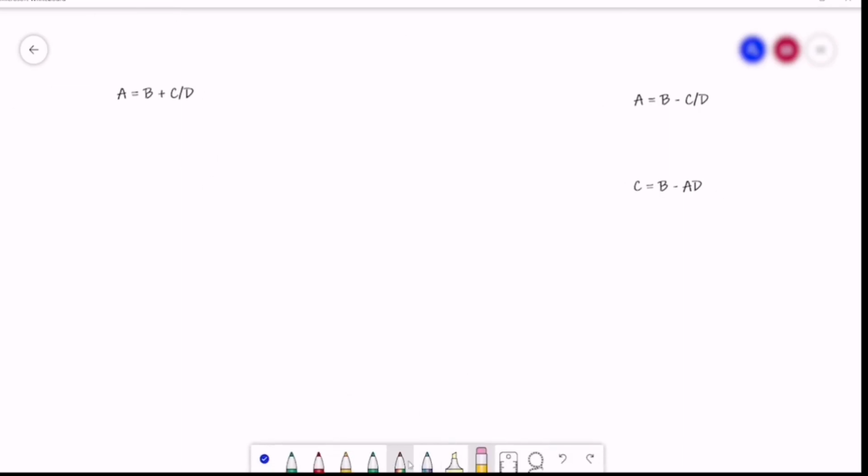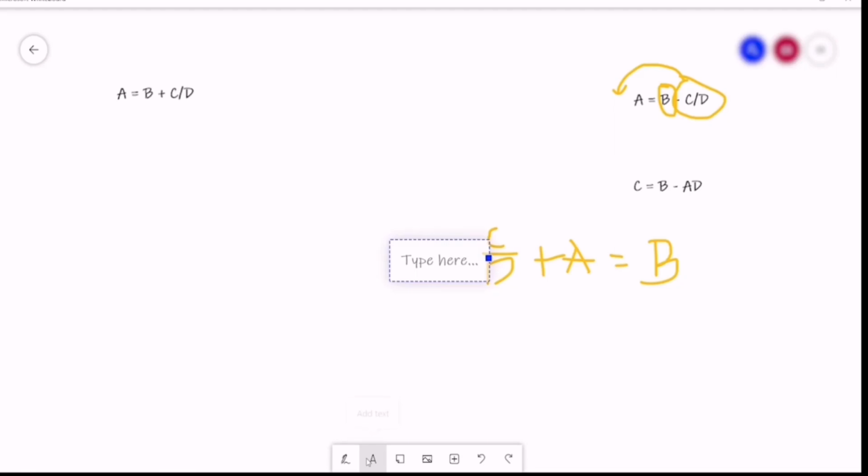Next is when B is missing. So whenever B is missing, all we have to do is just move negative CD towards the left side of the formula, causing it to become positive CD plus A equals B. So there we have it. Just rewrite it again. We have here B equals A plus C over D.